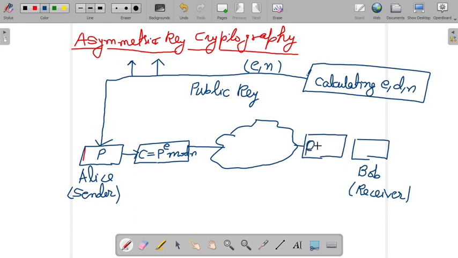Then this ciphertext is passed in a network, and at the receiver end, it will convert this ciphertext into the plain text. How will it convert? It will keep the values D and N. So this D and N is basically the private key. It will convert like this, P equals C to the power D mod N.